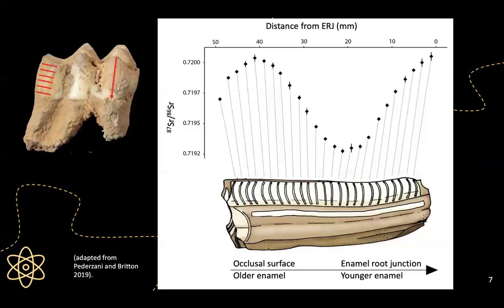Seasonal migration across areas with distinct geologic differences can then be extrapolated from striated analysis of strontium in dental enamel. Or an average can be derived from sampling the length of the tooth from the crown to the enamel root junction.